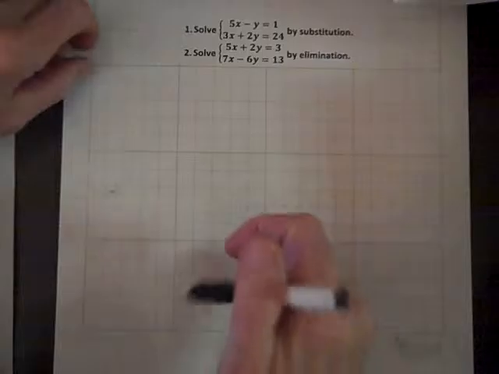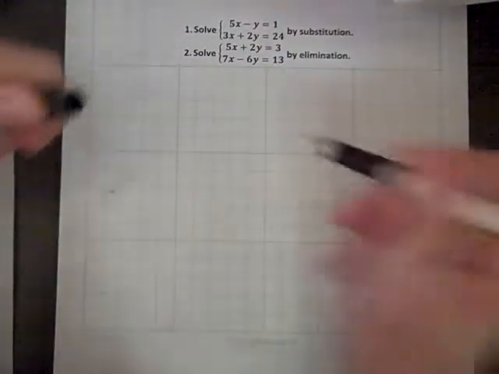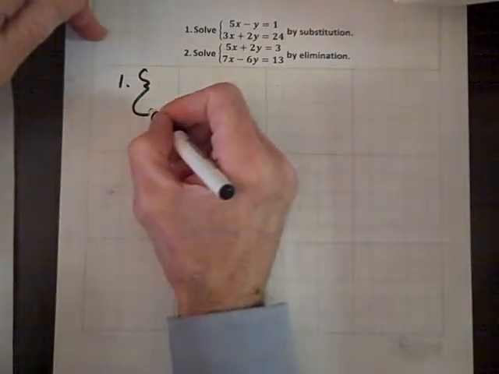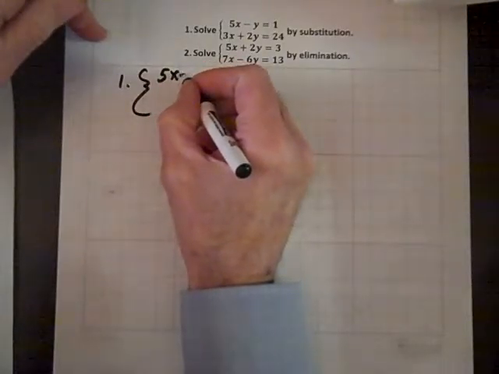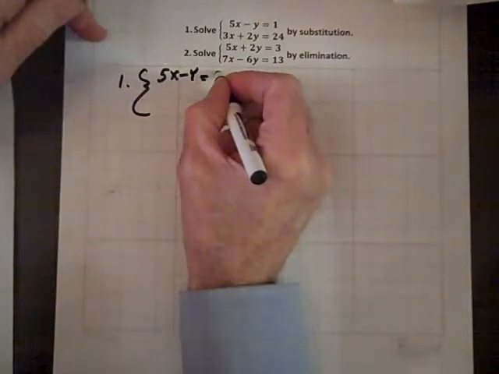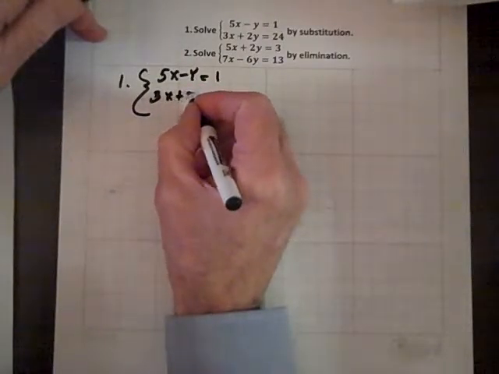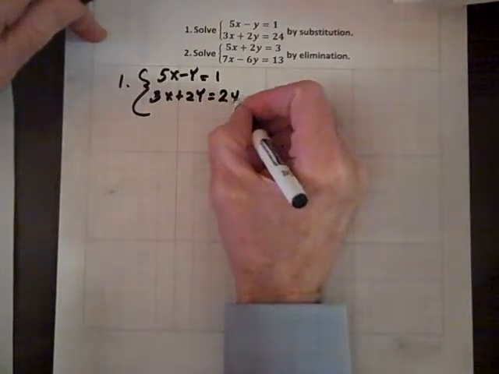Well, now we have a system of equations, two of them. So let's deal with the first one. And we're supposed to solve this by substitution. So we've got 5x minus y equals 1 and 3x plus 2y equals 24.